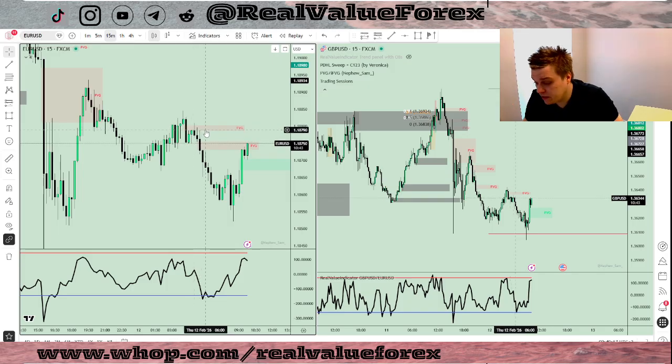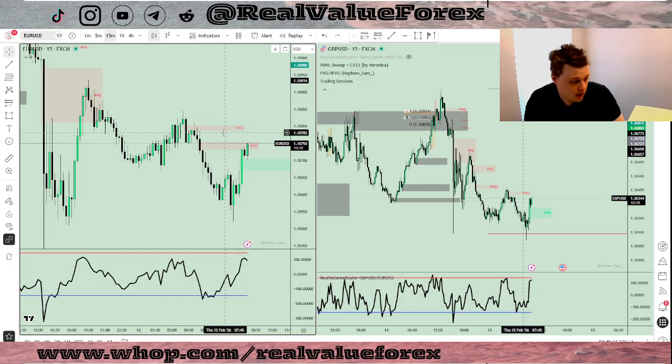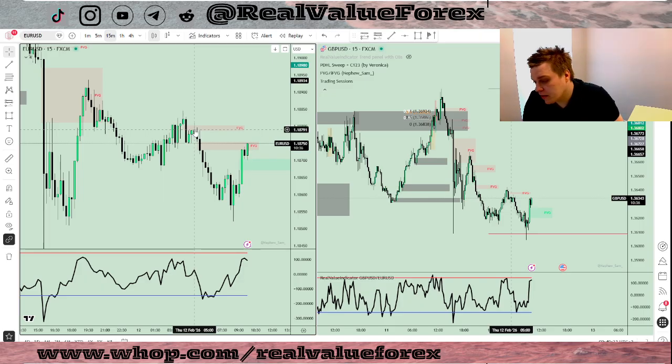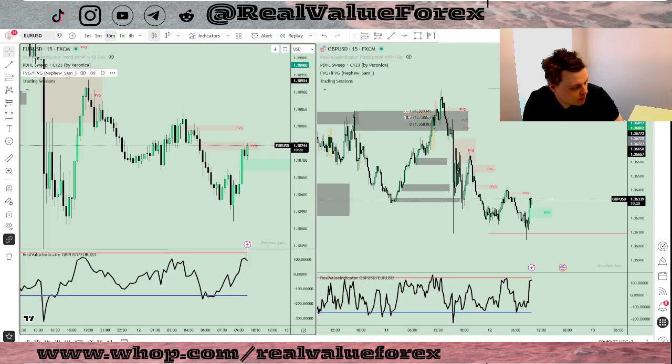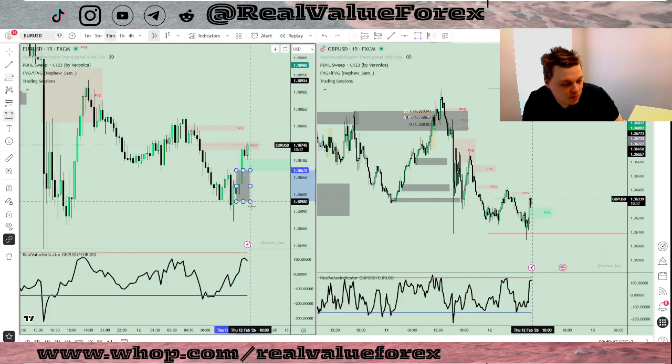So I added a fair value gap indicator plus daily highs and lows. For some reason, this fair value gap indicator, when it's a weak break, still keeps it, so it's kind of pointless. But let's see what we do have. We do have something in here. Not the prettiest. This is a really big order block.